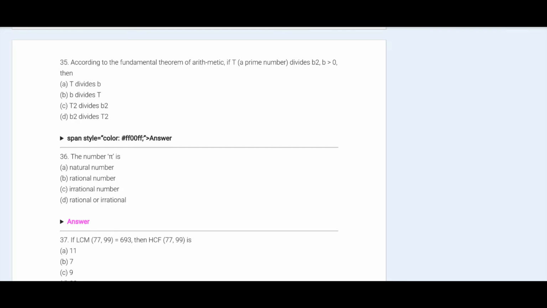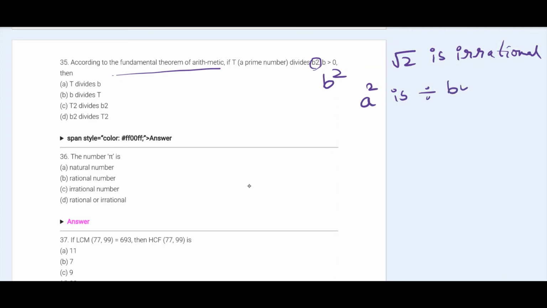35th one. According to the fundamental theorem of arithmetic, if t is a prime number that divides b square, but b is more than 0, then... So when we prove the condition of irrational numbers, when we have questions like prove that root 2 is irrational, we get a condition where if a square is divisible by p, then a will be divisible by p. So here, t is a prime number, if it divides b square, then t also divides b. So option A.